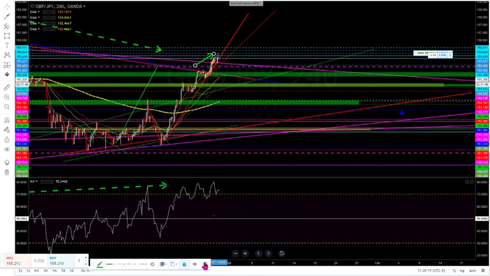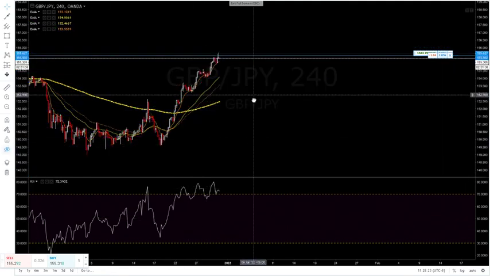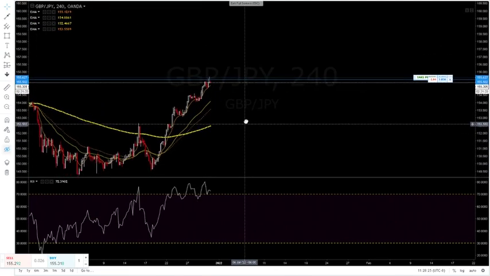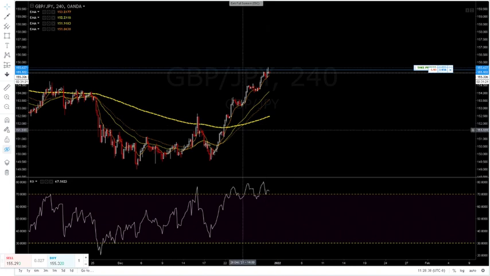Let's see if we see anything else. I really want to see a continuation pattern. I really want to see bearish divergence, I mean not bullish divergence, but I don't see anything just yet. See lower low.